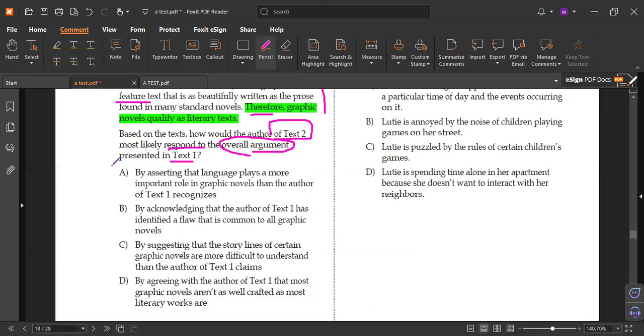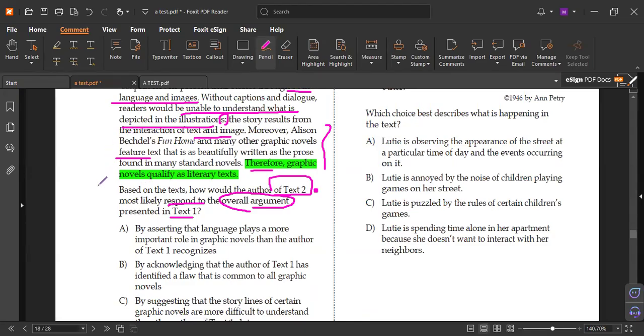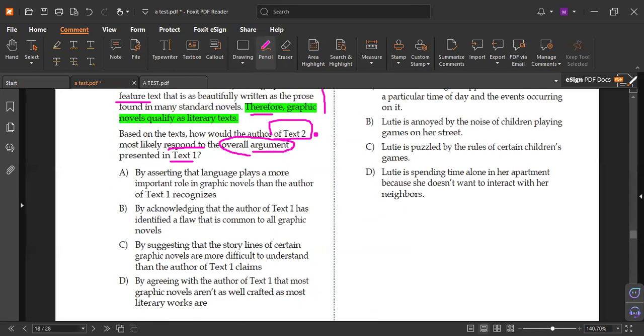How does the test maker make answers? Answers not mentioned in any text. Answers not mentioned in 2. Remember, we need the opinion of 2. So any idea not mentioned in 2 is deleted. So now let's see why A could be right: by asserting, by confirming, by proving that language plays a more important role in graphic novels. Yes, language plays more. So it could be.